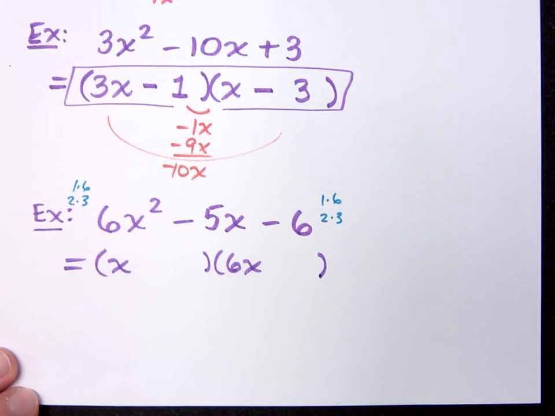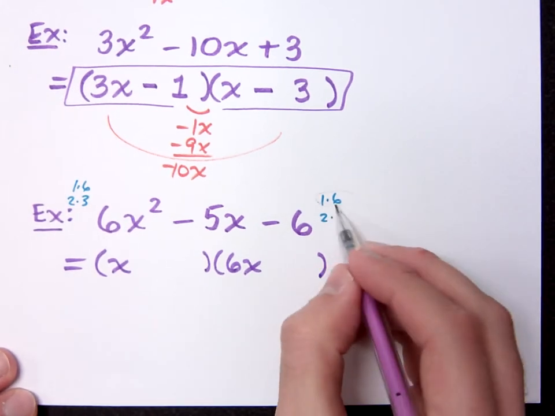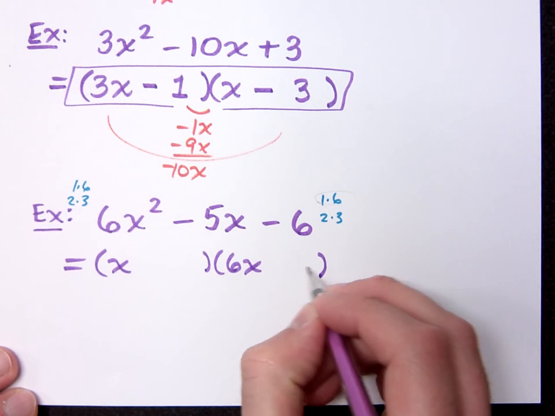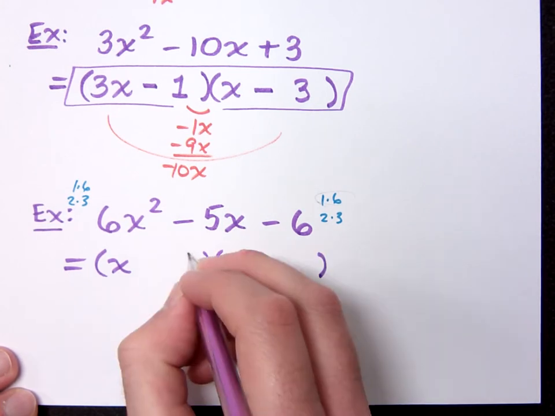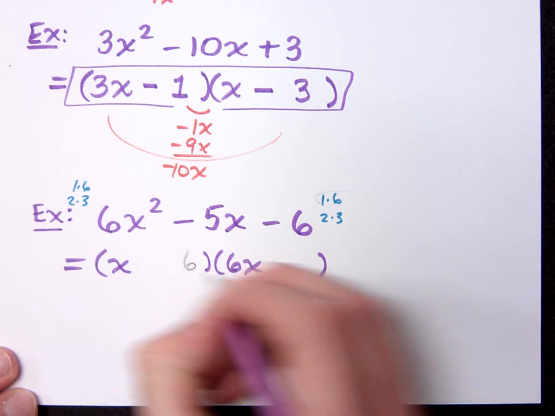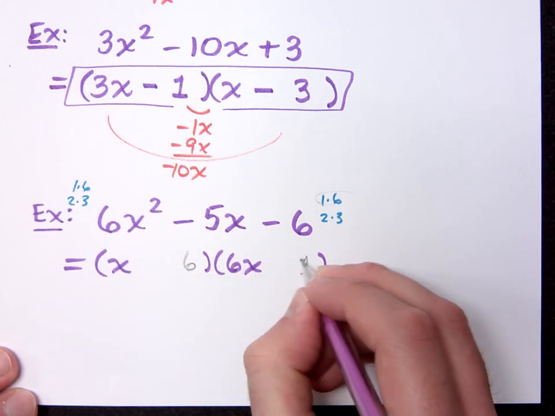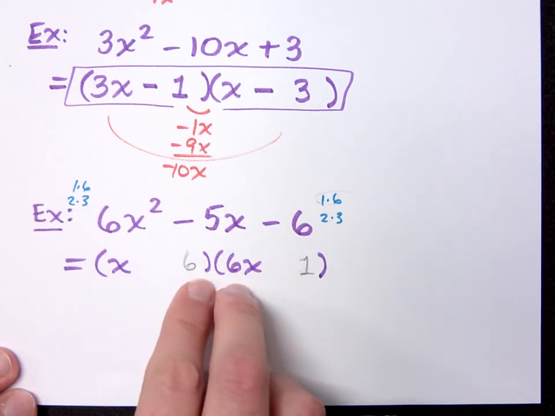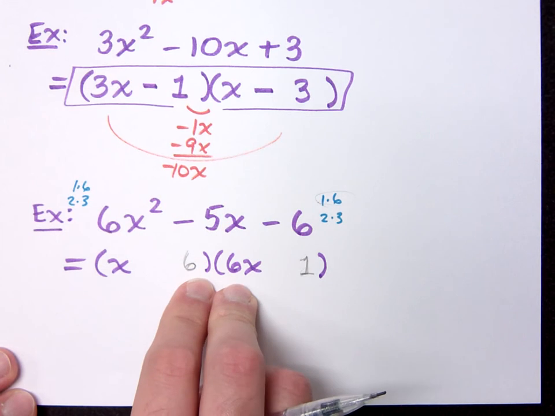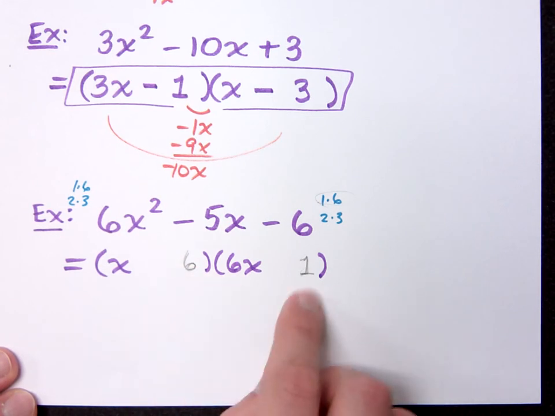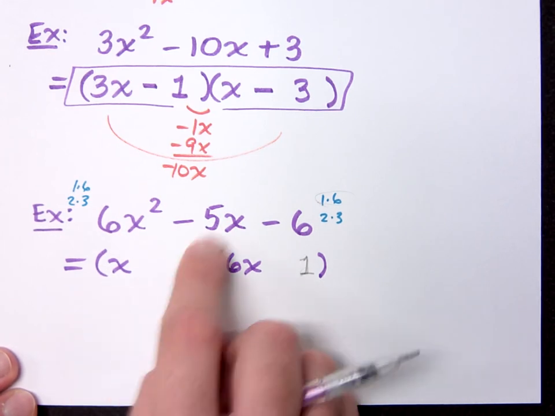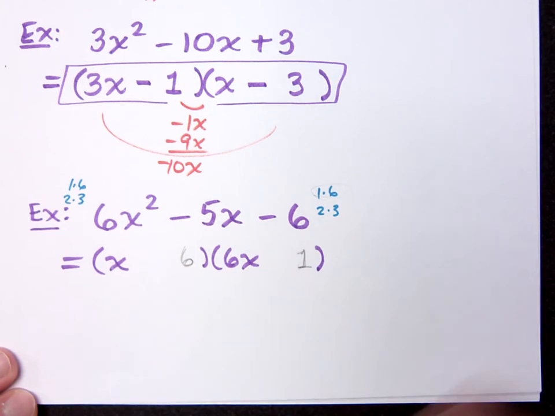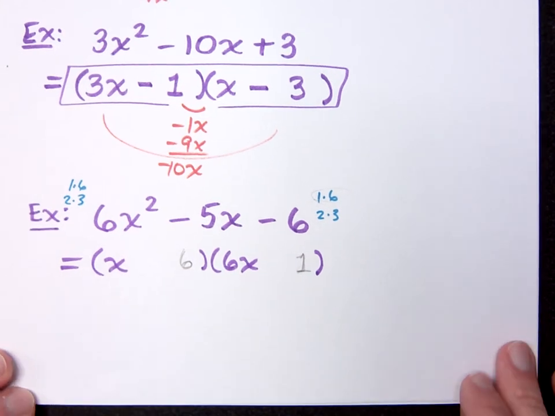Okay. When I run through my combinations, I've got 1 and 6. Can I put the 6 with the 6? No, so I'd have to put the 6 here and the 1 here, but I know this is not going to work out well for me, because look what I get in the middle. That's going to give me 36 and 1. Will 36 and 1 ever give me 5? No. So that guy doesn't make any sense.